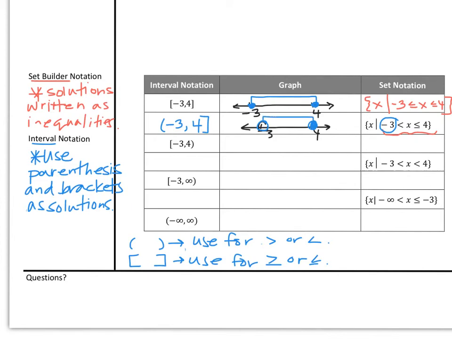All right, what I'd like you to do is just see if you can do the next one. I'm pretty sure you can. Graph the solution based on the interval notation, and then write the formal set notation. Press play when you're done, and we'll see if it went well.